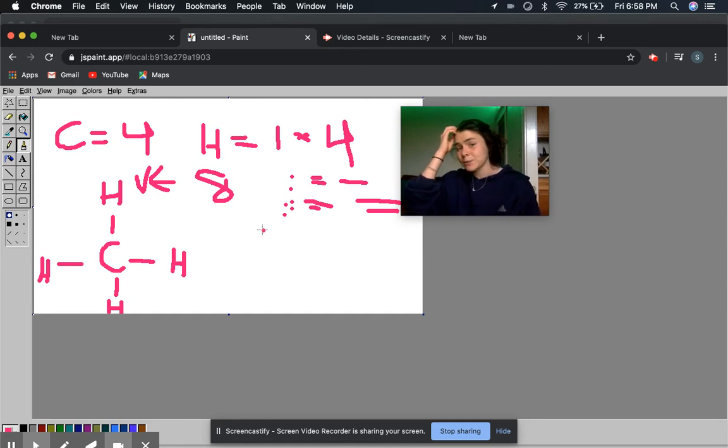And a hint is to always put the least electronegative atom in the middle, except when it comes to carbon and hydrogen. Carbon is more electronegative than hydrogen, but it is in the middle. Hydrogen is always on the outside in those cases. But yes, cool. That's your first example.